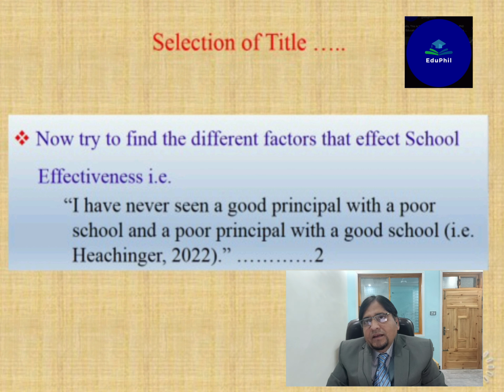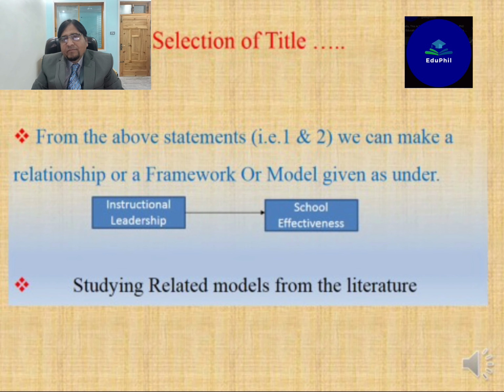For example, there is a citation: I have never seen a good principal with a poor school or a poor principal with a good school. For example, Hechinger 2022. So it means principals can affect the school effectiveness or have some relationship with the school effectiveness. From the above two statements, statement 1 and statement 2, we can make a relationship or framework which is called a conceptual framework or a model, given as under.